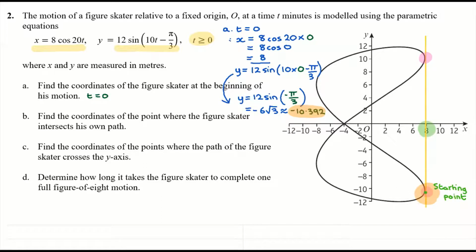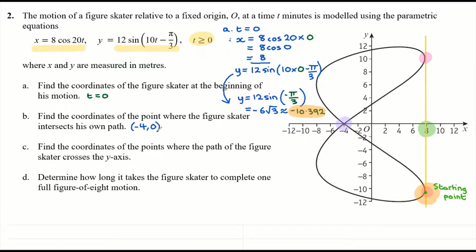So for part B, we have to find the coordinates of the point where the figure skater intersects his own path. Now, this is quite an interesting question. Because we have the diagram, it makes this a little bit easier. We can see clearly there's just one point on the diagram where the figure skater intersects his own path, and it's right here. It appears to be at the point where x is equal to negative 4 and y is equal to 0. So I'll just make a note of that. It looks like it's at negative 4, 0.